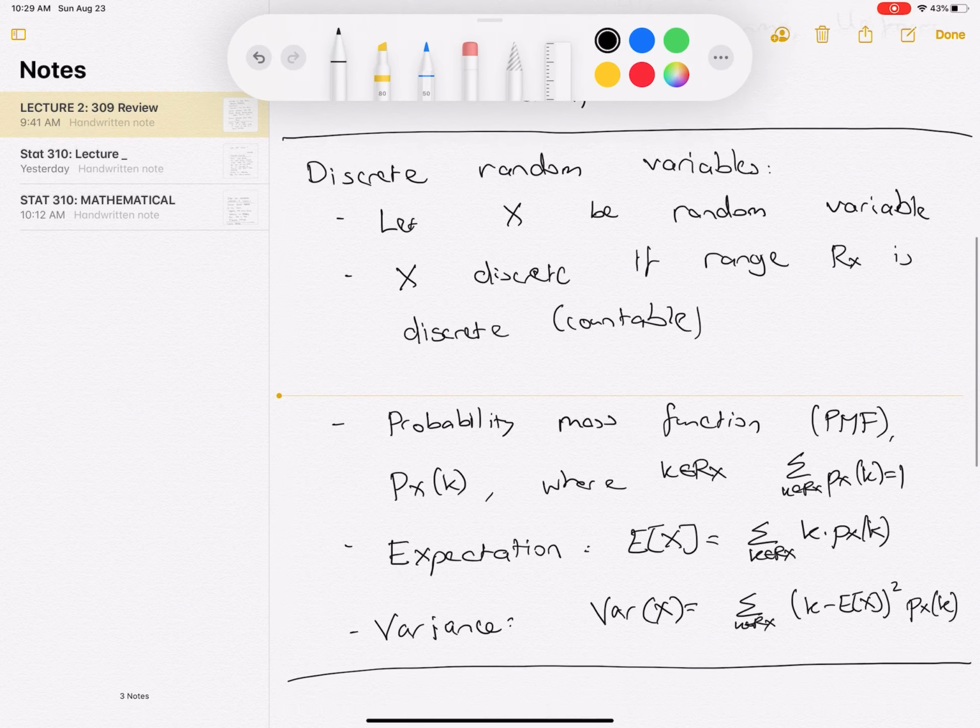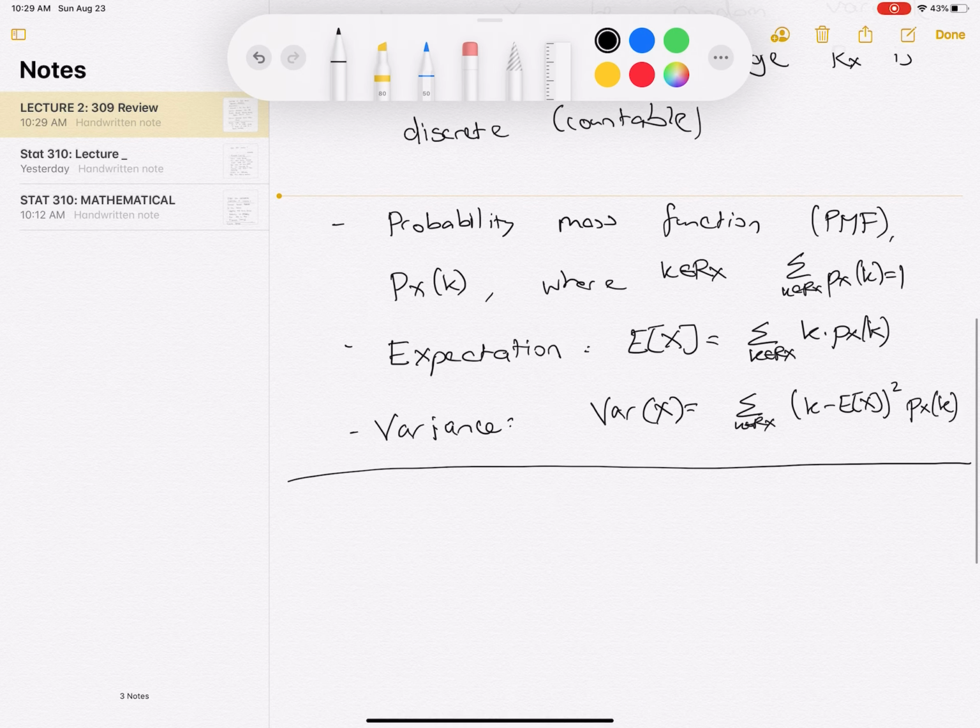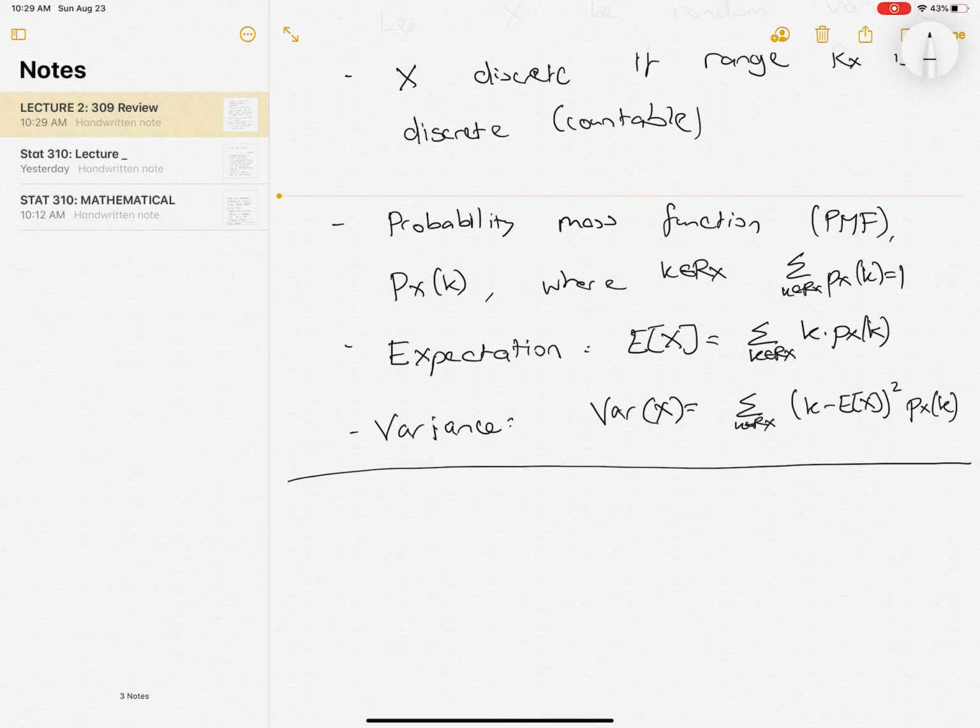And just some key facts about discrete random variables. You can calculate the expectation and the variance using these formulas. For the expectation, we take the sum of the PMF times k, which is like a weighted average. And then the variance, which measures the variability, is just the sum of the squared difference between k and the overall mean or expectation, weighted by the PMF.